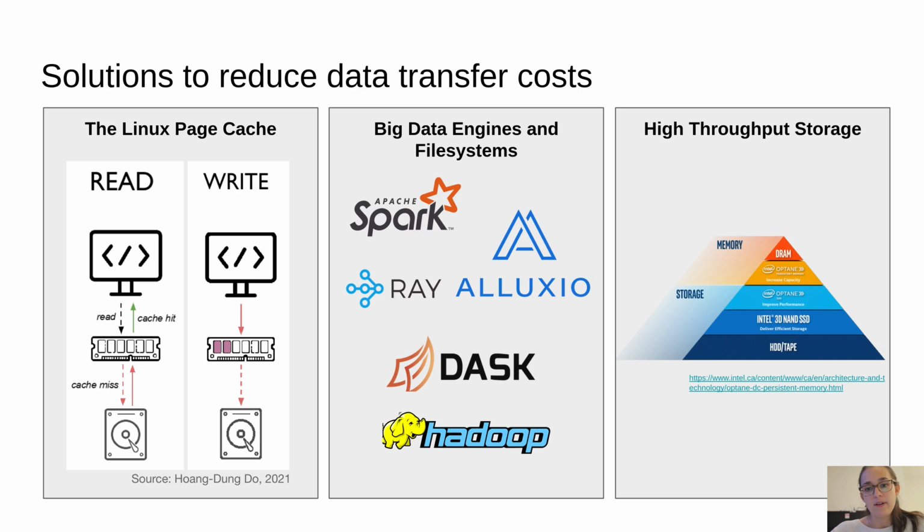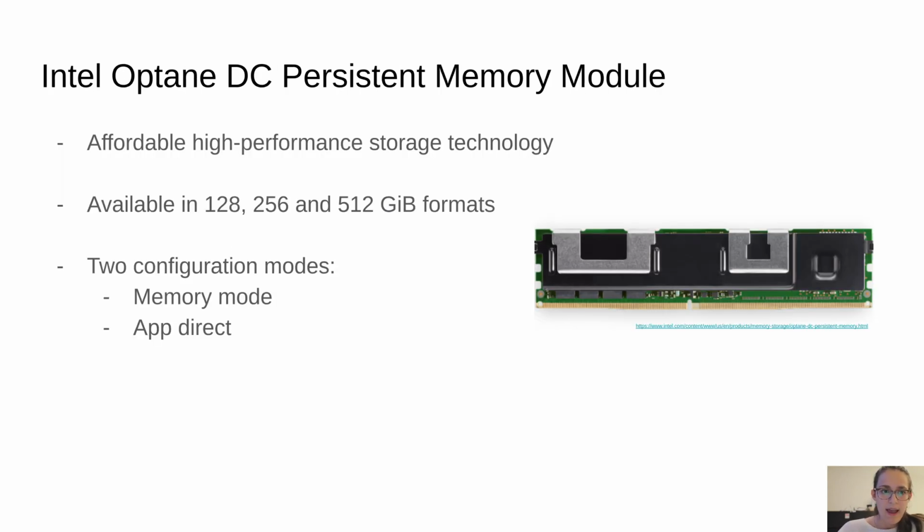You can also reduce the data transfer costs by adopting higher throughput storage. So we have a hierarchy of different storage devices, from volatile memory to persistent memory, and then slower would be SSDs, different types of SSDs, HDDs, network storage. And so for this study, we'll be looking at Intel Optane specifically for the processing of neuroimaging data.